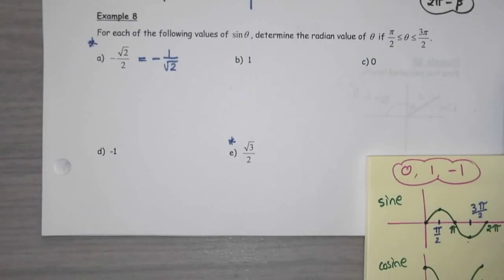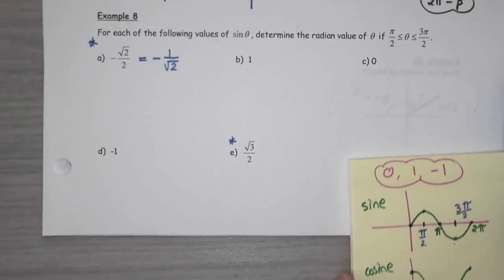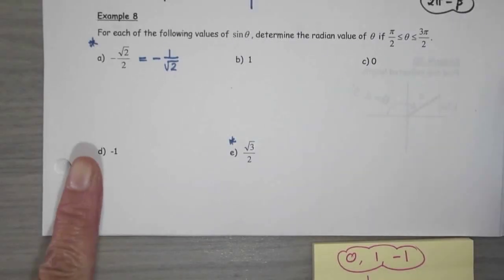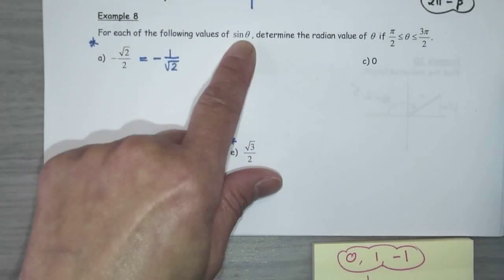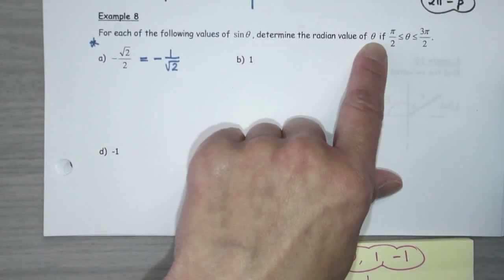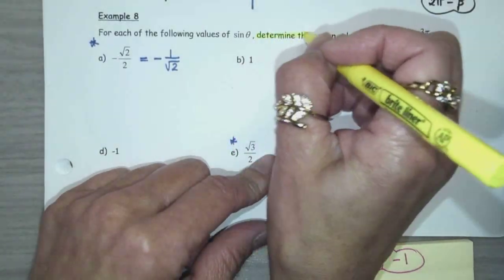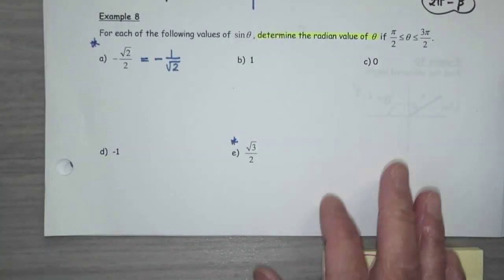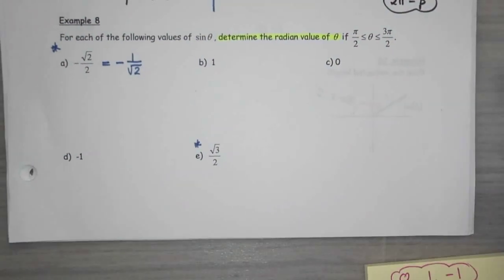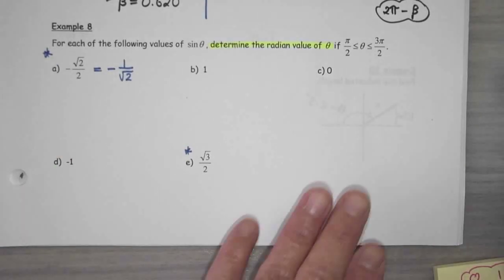I'm going to show you a trick. So sometimes you're like, I wonder if that's special. I'll show you a trick on the calculator we can do for that. Now, let's read the question. What is the question asking? The question is asking for us to, for each of the following values of sine theta, determine the radian value of theta, so determine theta, between pi over 2 and 3 pi over 2. So now this is worded differently as well.